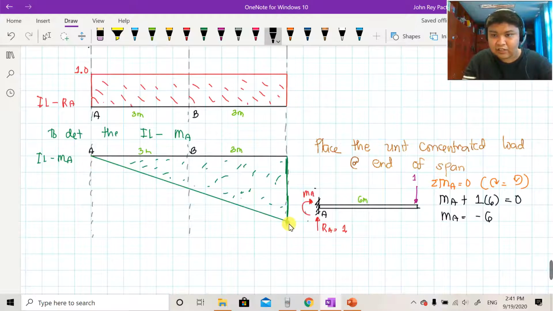So, remember the concept of the influence line: it is the ordinate. We refer to the ordinate where our unit concentrated load is. The unit concentrated load is at the far end, so this represents the graph. Here it is. The moment turned out to be negative 6. So, let's place this as negative 6.